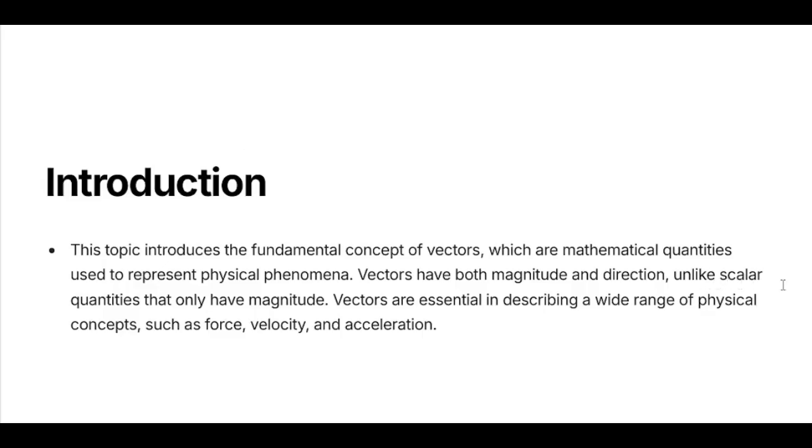So first off, vectors are entities that have both magnitude and direction. They are not really the opposite, but the counterpart of another quantity known as scalar. So we have vector quantities and scalar quantities. Vector quantities are those that have magnitude and also direction, while scalar quantities have just magnitude but no direction. Vectors are very essential in describing a wide range of physical concepts such as force, velocity, and acceleration.